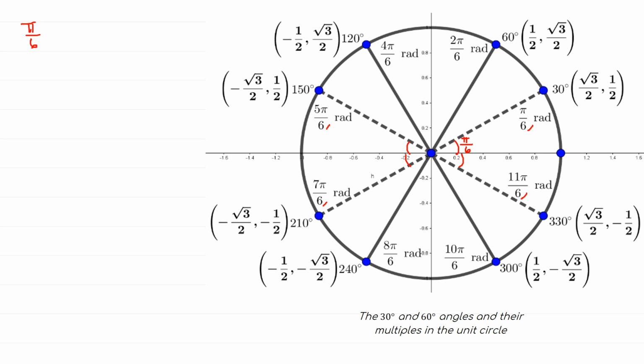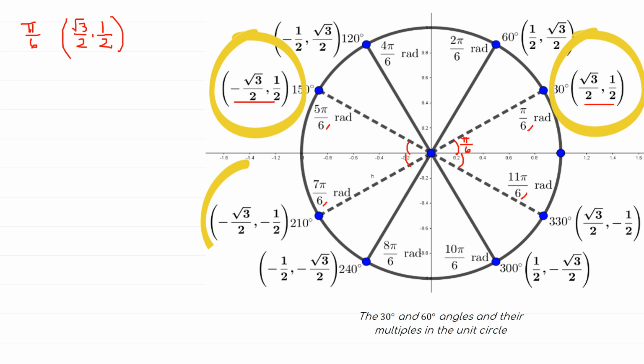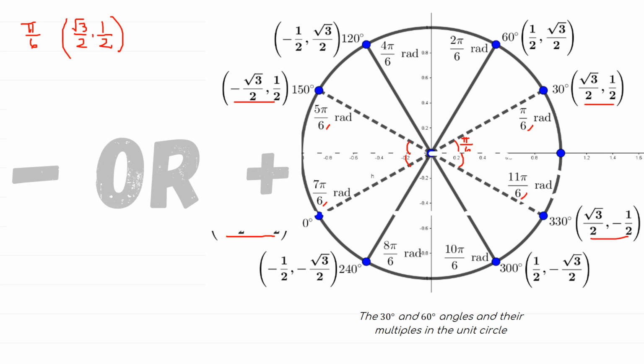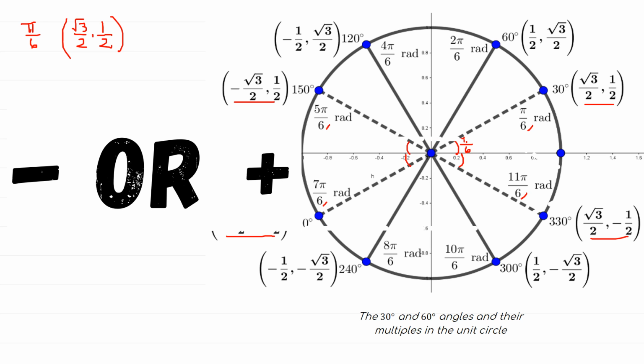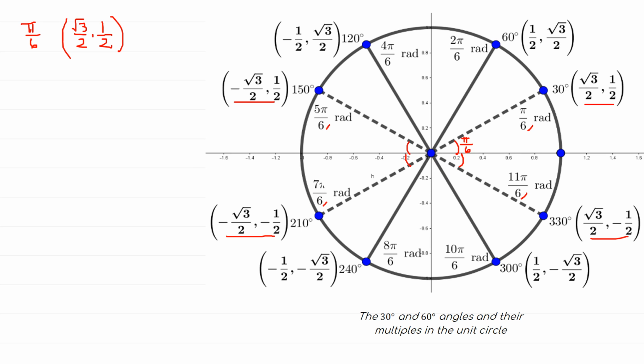Kung pi over 6 ang reference angle ninyo, automatic, ang coefficients ninyo, square root of 3 over 2, 1/2. Makikita mo yan lahat. Lahat yan pare-parehas na square root of 3 over 2, 1/2. Mag-a-adjust lang tayo sa signs. So, yun yung ating characteristics kapag pi over 6. 30 degrees ang reference angle.